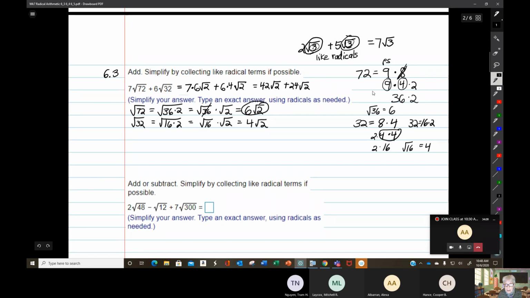And now I'm about to run out of room. I'll do it this way. So how many square roots of 2 do I have? I have 42 plus 24 square roots of 2. So 2 plus 4 is 6, and 4 plus 2 is 6. So if I'm not mistaken, I have 66 square roots of 2.